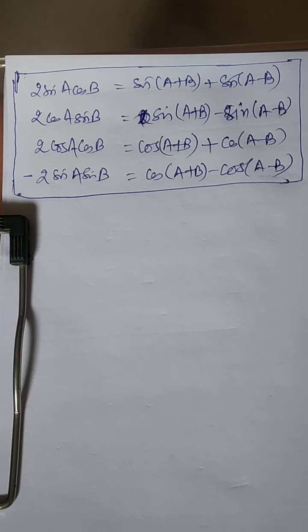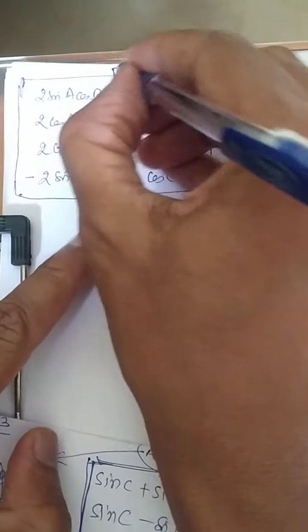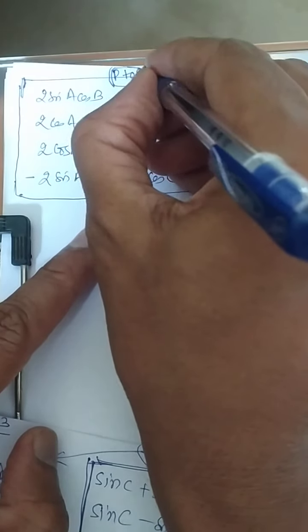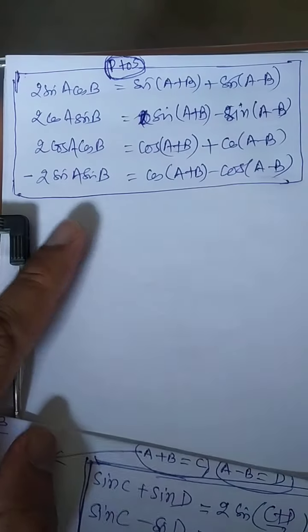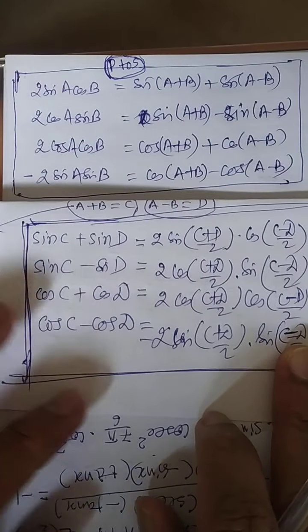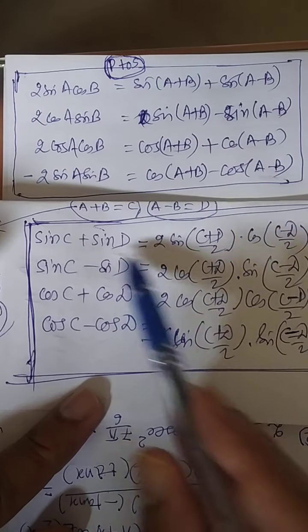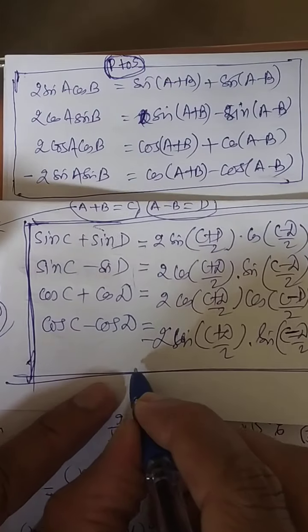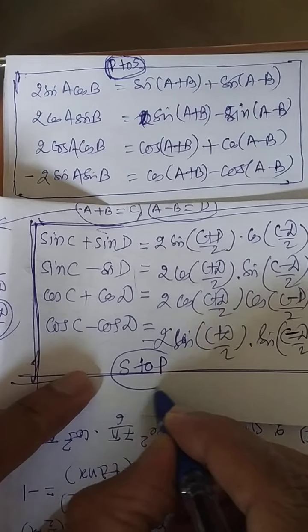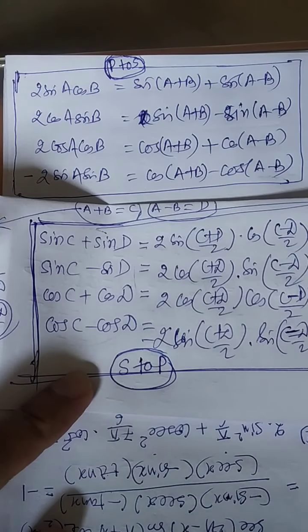The formula which you can see on your screen now is called P2S formulas. This is not the standard name, it is only for recall. Whenever any product is given and you want to write it in the sum form, then the left hand side is the sum and the right hand side everything is product. So this is nothing but sum to product formulas.